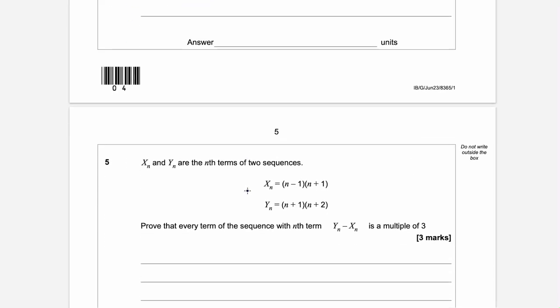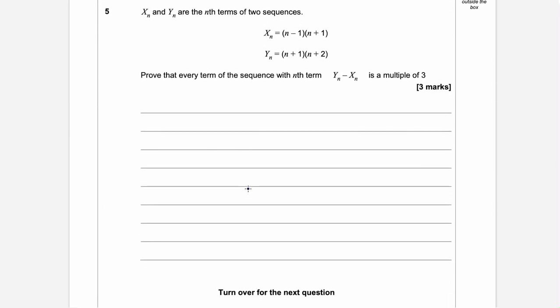Okay. Question 5. X, n, and y are the nth terms of two sequences.